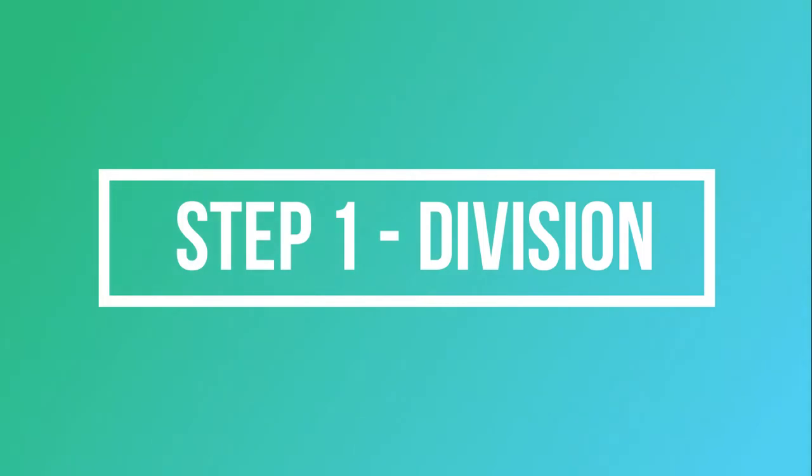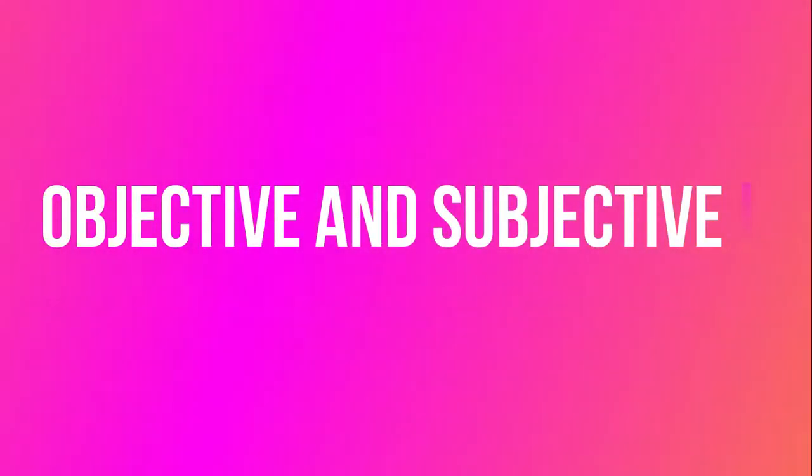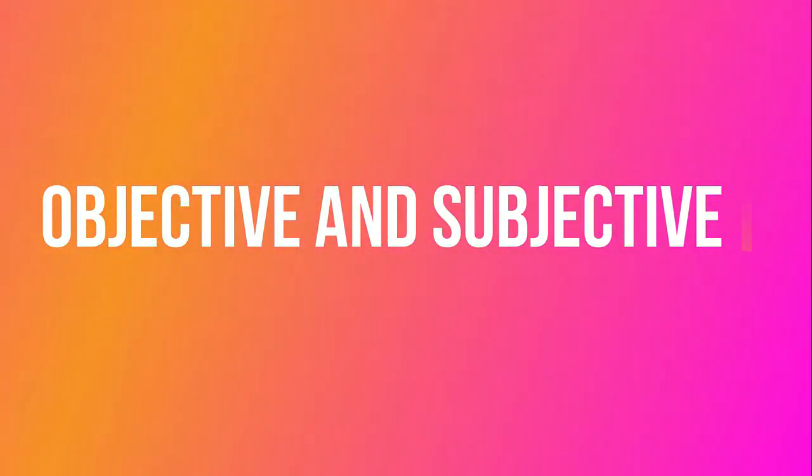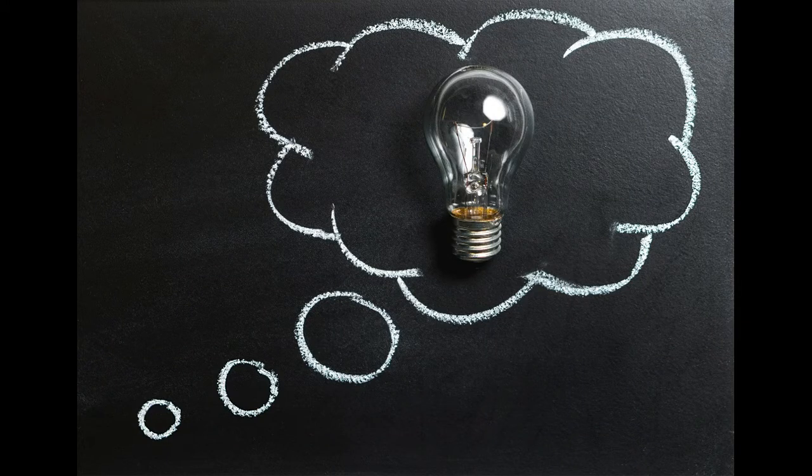Step 1. Division. A good question paper must have objective and subjective parts so that every student can attend it. Objective should be at least 1/3 of the paper and subjective should be at least 2/3.